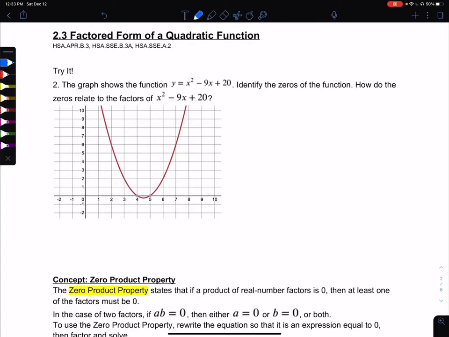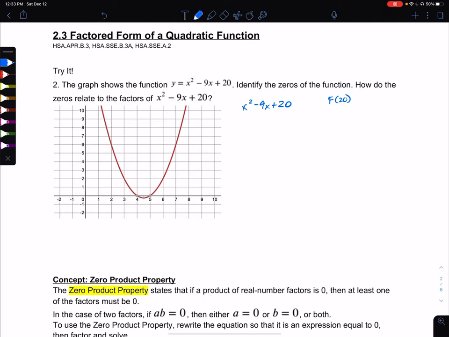Here we're going to look at Try It number 2 from section 2.3. The graph shows the function y equals x squared minus 9x plus 20. So we're going to take this x squared minus 9x plus 20, and they want us to identify the zeros of the function. How do the zeros relate to the factors?